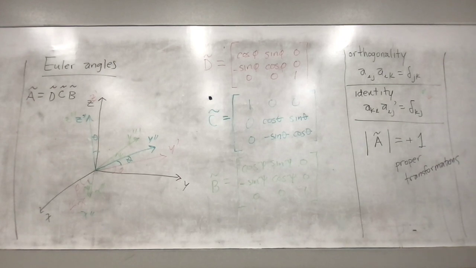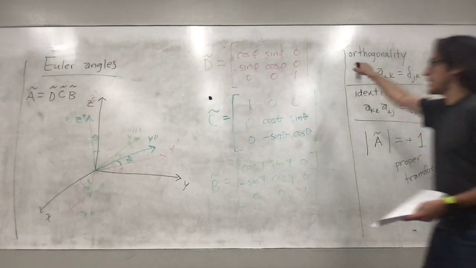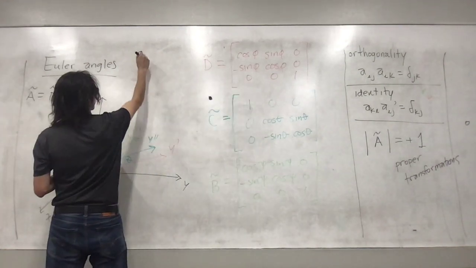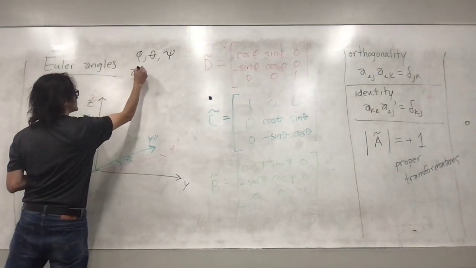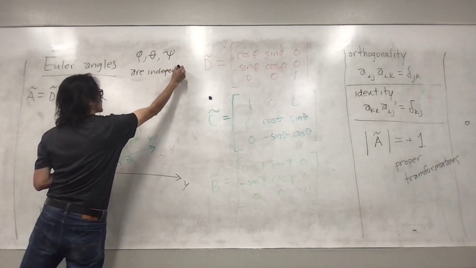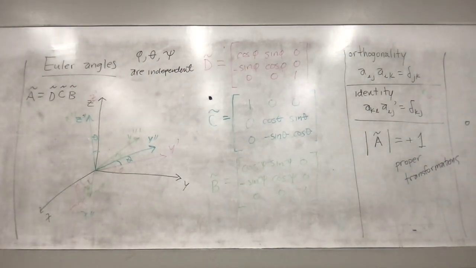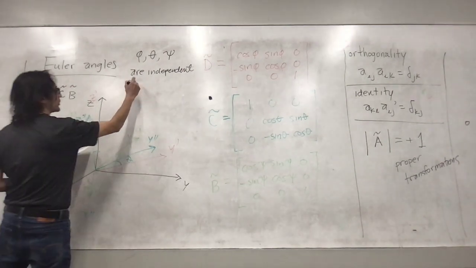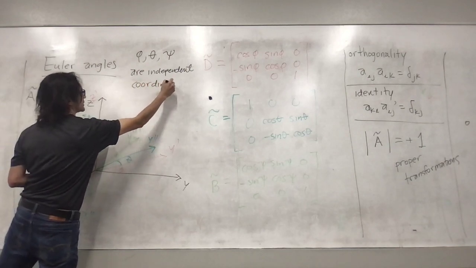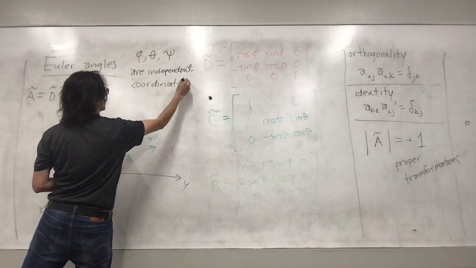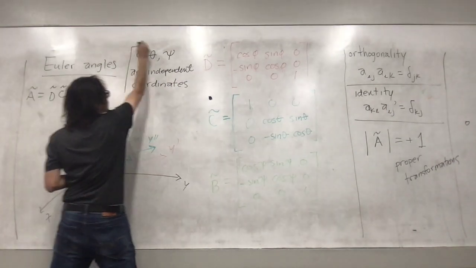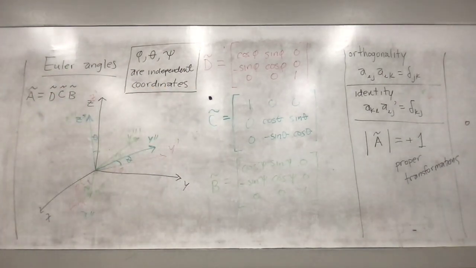So phi, theta, and psi are independent. So we can use them as coordinates for the Lagrangian formalism. These three angles are called the Euler angles.